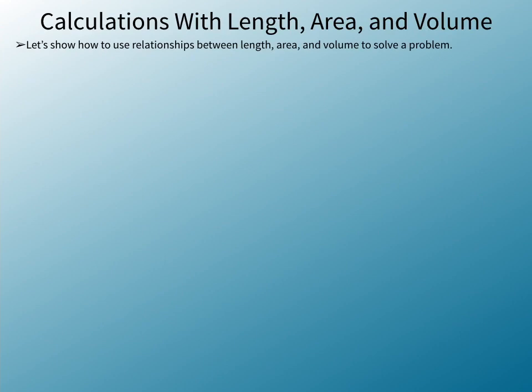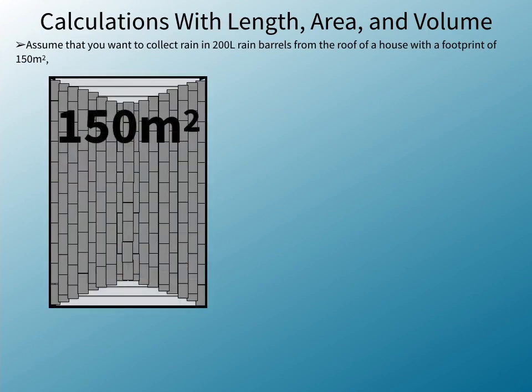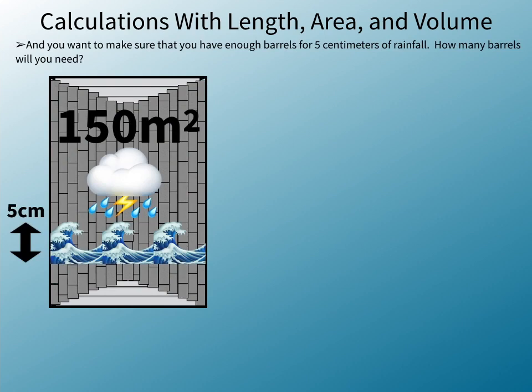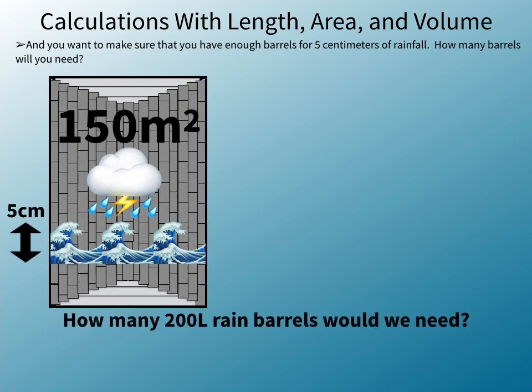Let's show how to use the relationships between length, area, and volume to solve a problem. Assume that you want to collect rain in 200-liter rain barrels from the roof of a house with a footprint of 150 square meters, and you want to make sure that you have enough barrels for 5 centimeters of rainfall. How many barrels will you need? Our strategy here will be to find the volume of rain that represents 5 centimeters of depth over 150 square meters of area.